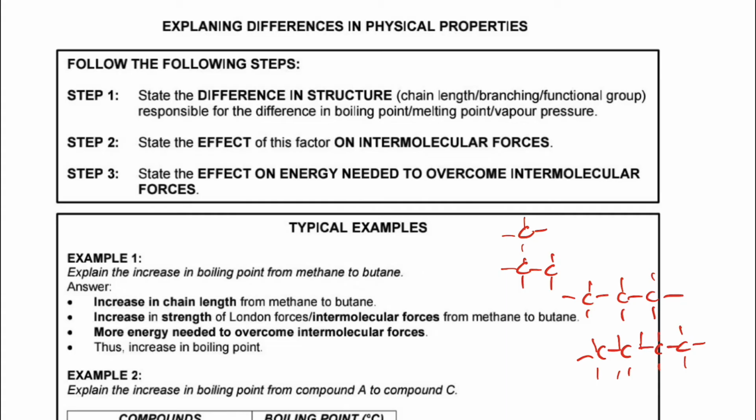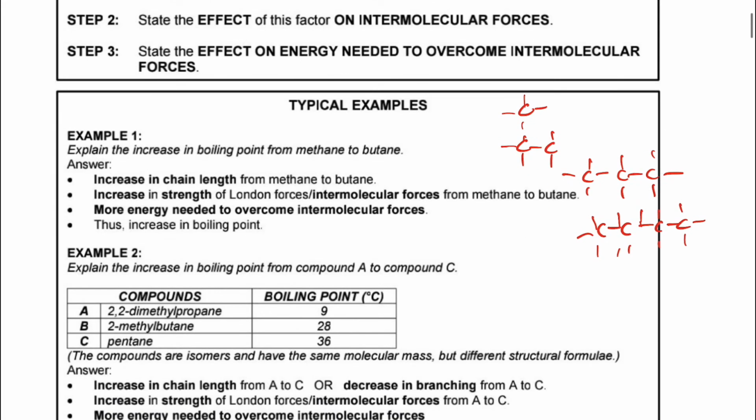Same homologous series, but what do they differ by? They differ by the chain length: methane, ethane, propane, butane. So the first thing that you do, step number one, you talk about the difference in structure. Increase in chain length from methane to butane. That's point number one. There's an increase in chain length.